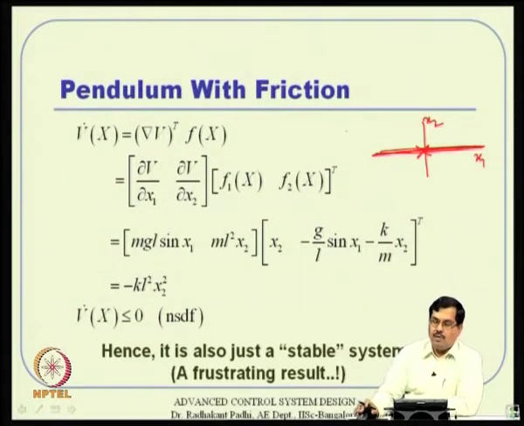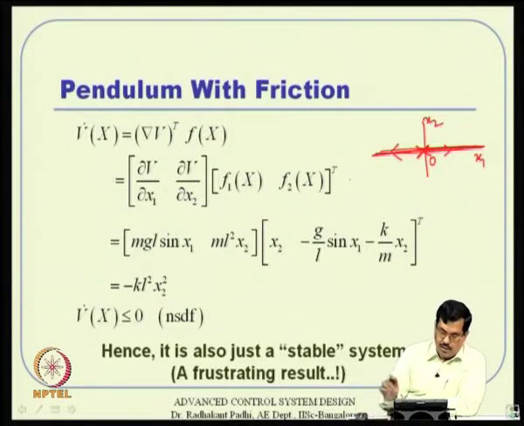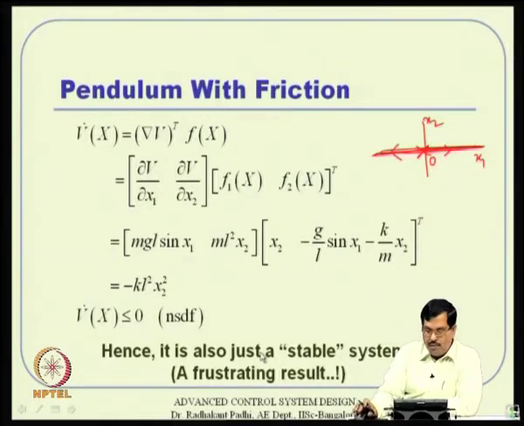Negative definiteness says that the moment I go away from 0 in any direction, I should get a negative value, but that is not happening here. The moment I travel in any direction along the x 1 axis, my x 2 value is still 0 and my V dot is still 0. So, all that I am able to show is that V dot of x is negative semi definite, and that is the frustration. If it is negative semi definite, we can still say the system is stable, but we are not able to say the system is asymptotically stable.